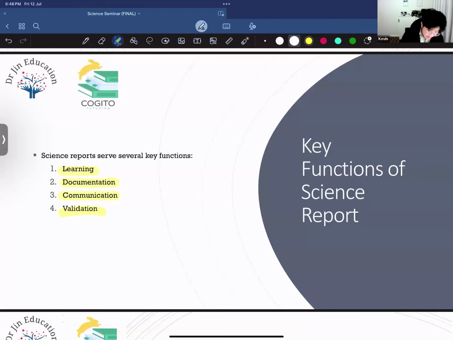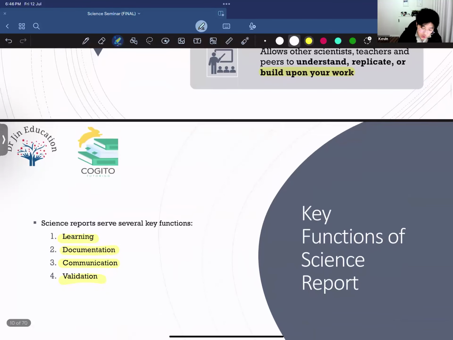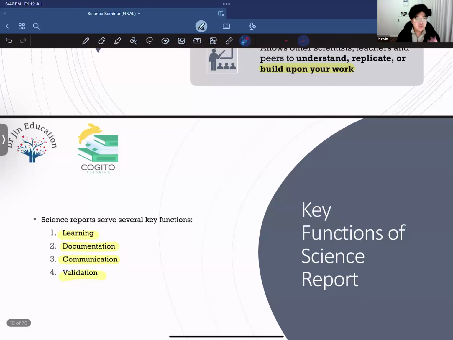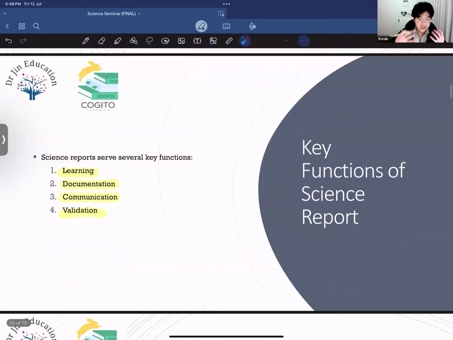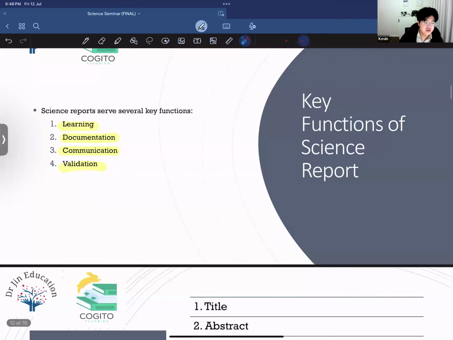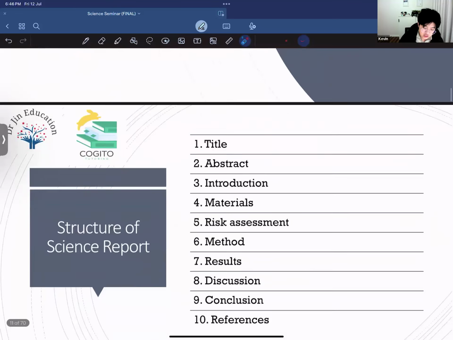And lastly, validation. Remember this whole thing about building upon your work, okay? Sometimes you're doing an experiment and you think you made an advancement or discovered something important, but maybe you made a small mistake in your experiment. And someone else may come along, do the same experiment and figure out they didn't get the same results. So in that case, that means your experiment may not be valid. So it also helps other people validate your experiment. All right, so 4 key functions. Now, let's jump into it.